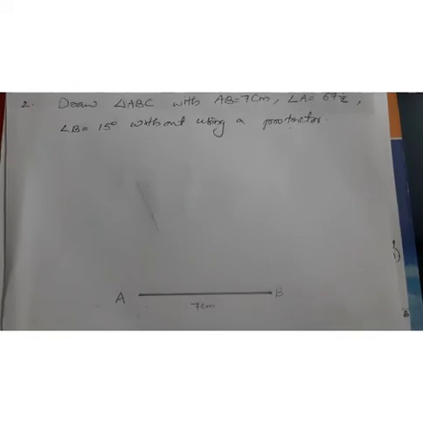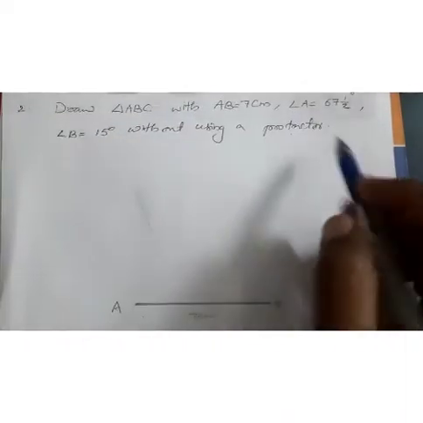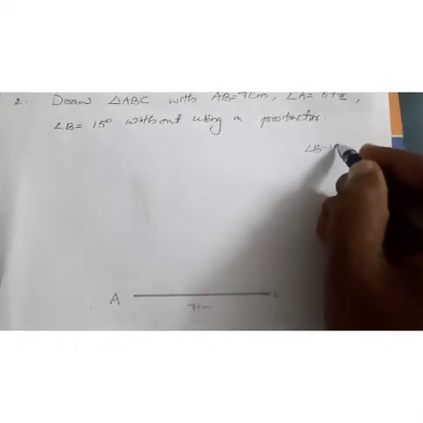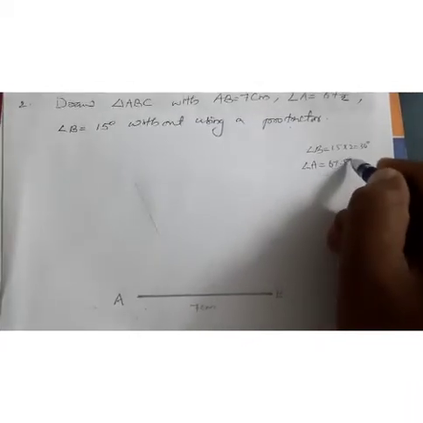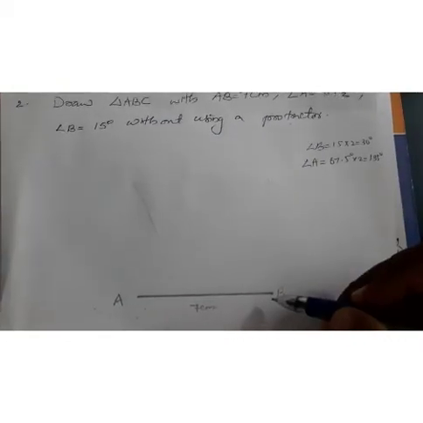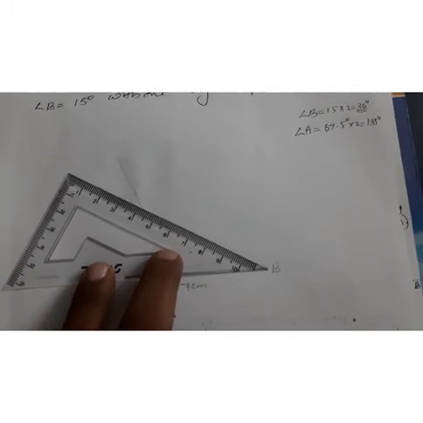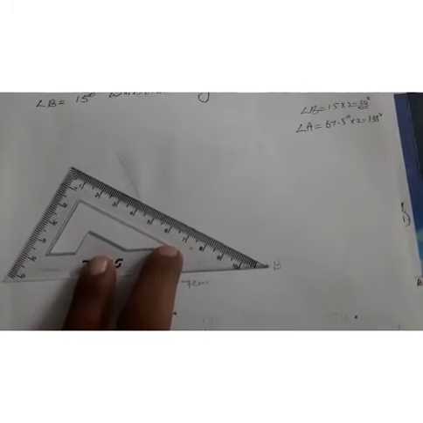So first of all, we have to draw a line AB with 7 centimeter. Then from B, what is the angle? 15 degrees. So take the double of that, 15 into 2, 30 degrees. Angle A is 67.5 degrees into 2, it is 135 degrees. So from angle B, you have to draw a 30 degree angle. So for drawing 30 degrees, you have to take the longer set square and keep it on B like this. Keep it on the line.